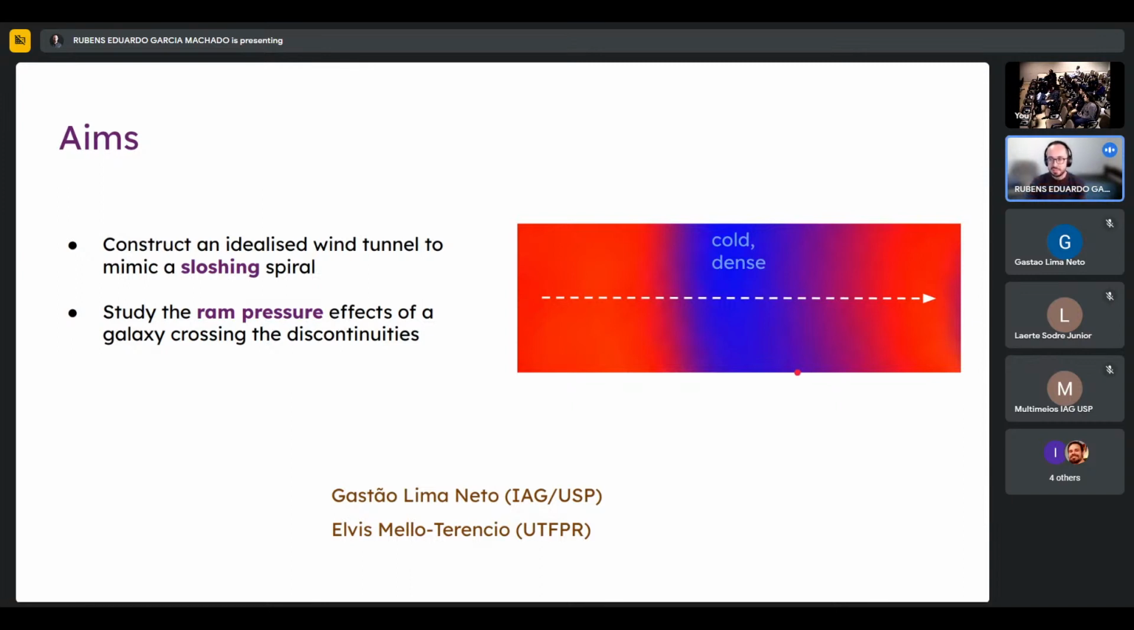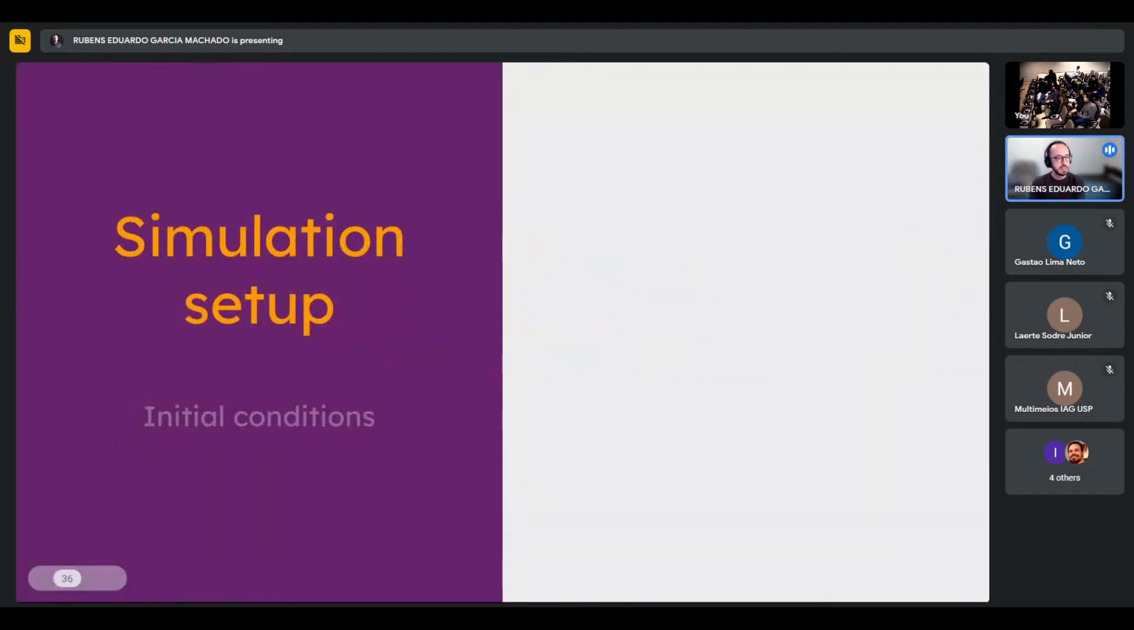And the question is, what happens if a galaxy goes across this region? So this is a work that we have been doing lately with Vismelo Terencio, which is a master student here in Curitiba, and Gastão, IAG. Right, so let me explain briefly what is the numerical approach that we have been doing to construct the initial conditions. There are several stages of preparation, and then I'm going to show some of the recent results.